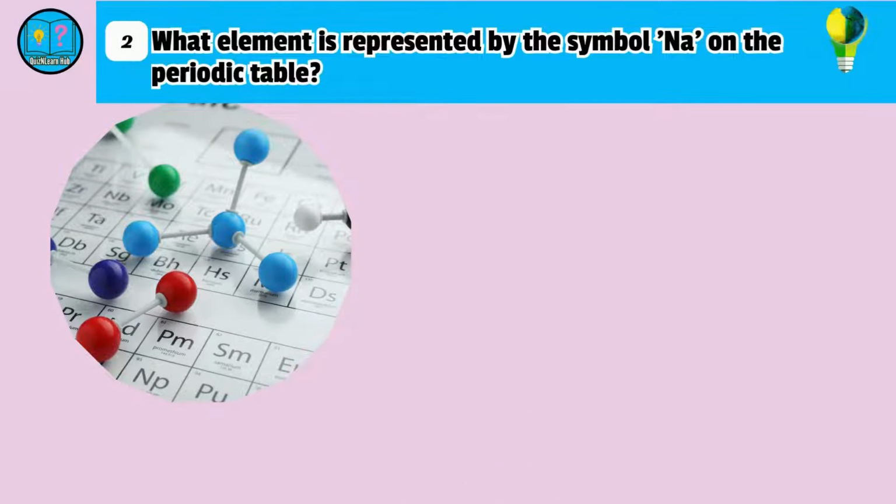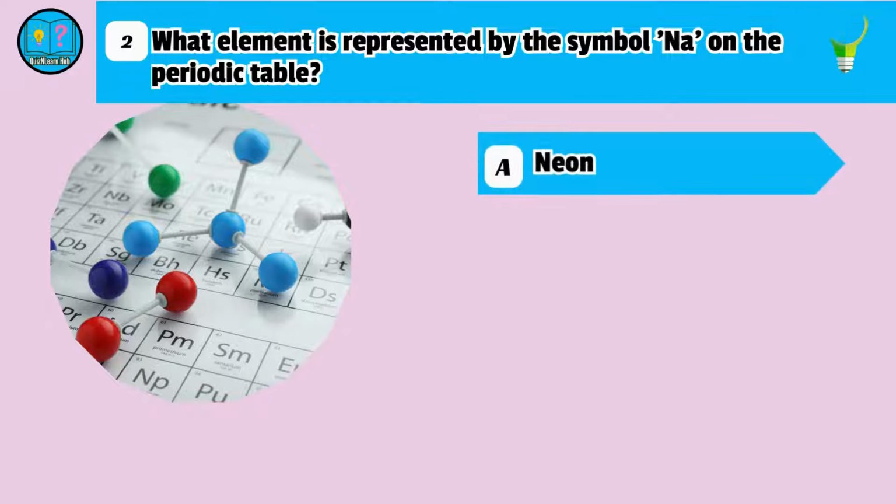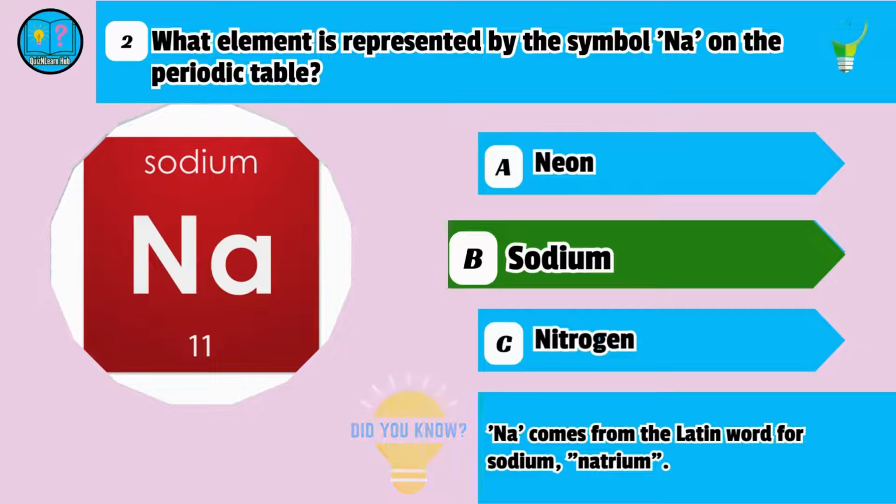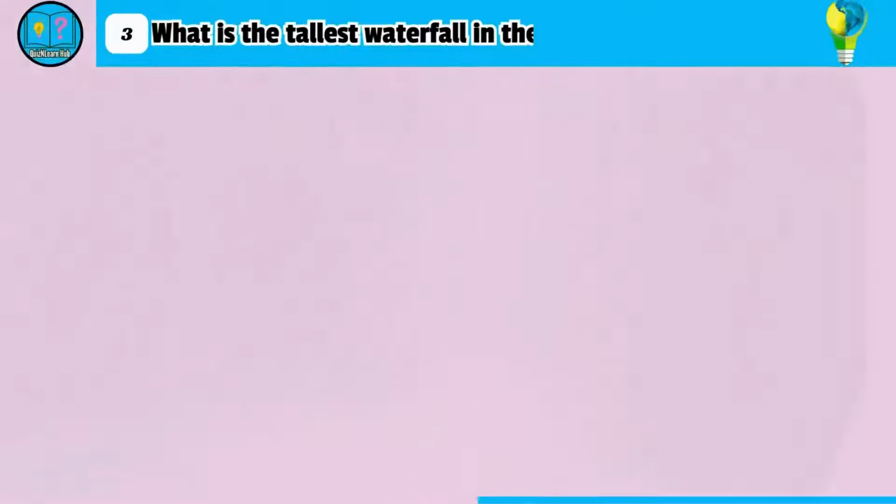2. What element is represented by the symbol Na on the periodic table? Neon, sodium, nitrogen. Sodium. Na comes from the Latin word for sodium, natrium.